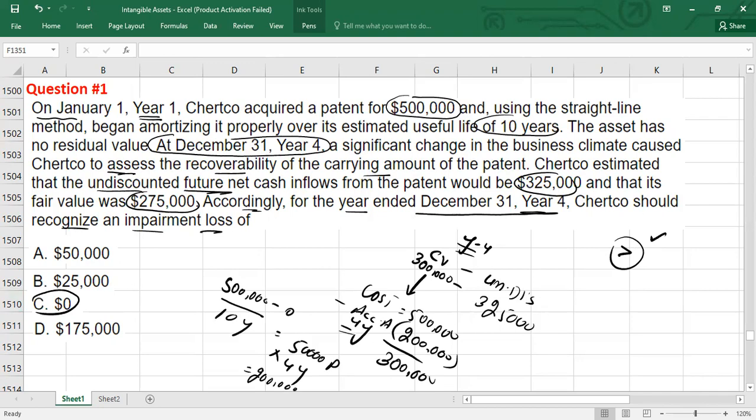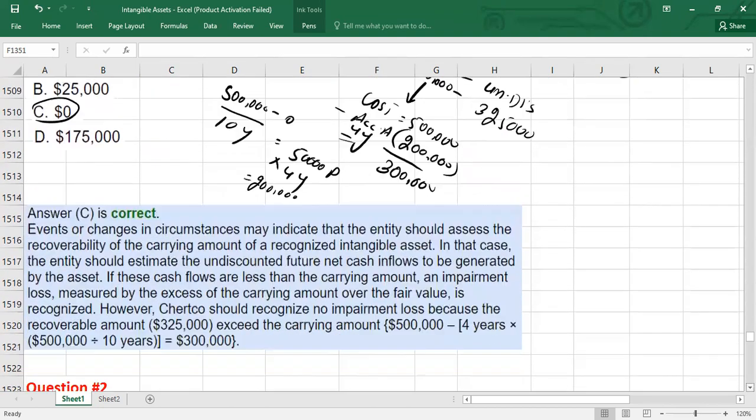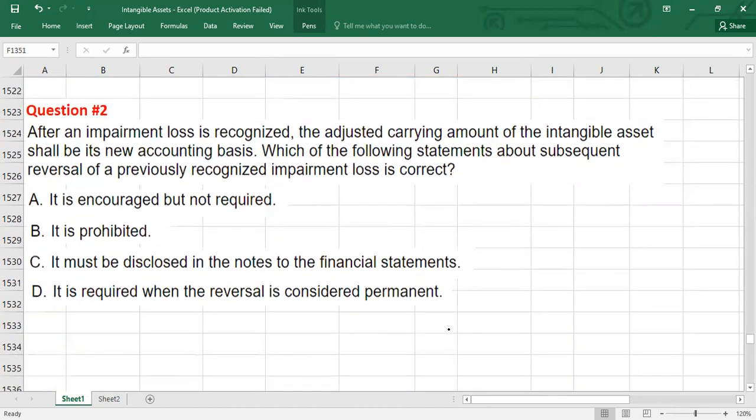Okay. So here we go, we have another question. For example, we have question number two. After an impairment loss is recognized, like you have already booked the loss, the adjusted carrying amount, I mean to say, adjusted carrying amount means cost minus accumulated amortization if asset is having a definite life minus impairment loss. This is called adjusted carrying amount. Adjusted carrying amount of intangible assets shall be its new accounting basis. Yes, it should be the cost for next year. Which of the following statements about subsequent reversal of previously recognized impairment loss is correct?